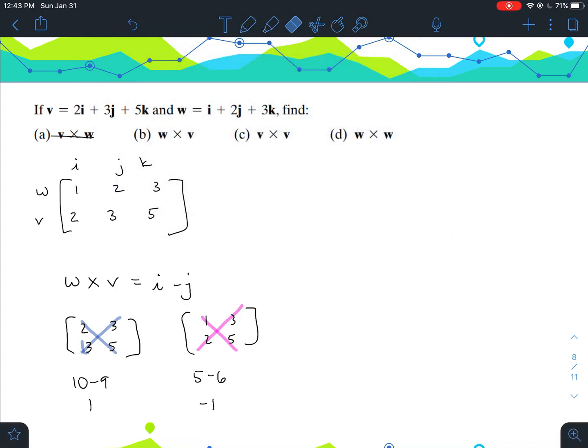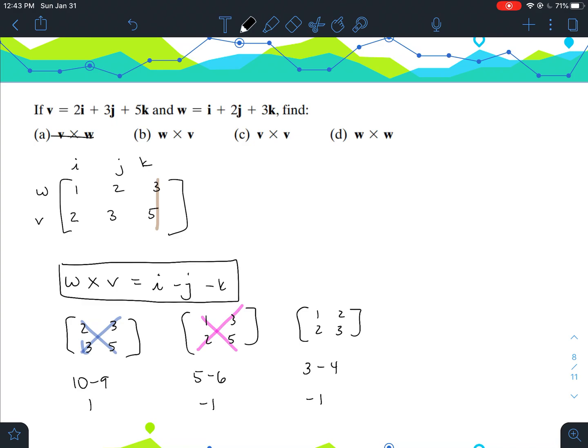And then for our k's, the matrix that we would use would be 1, 2, 2, 3. So we would do 3 times 1 minus 2 times 2, so we would get negative 1. So our k component would be negative 1k. So w crossed with v would be i minus j minus k. So not the same, they had different signs. Let's try one more together, and then you guys will do w crossed with w.